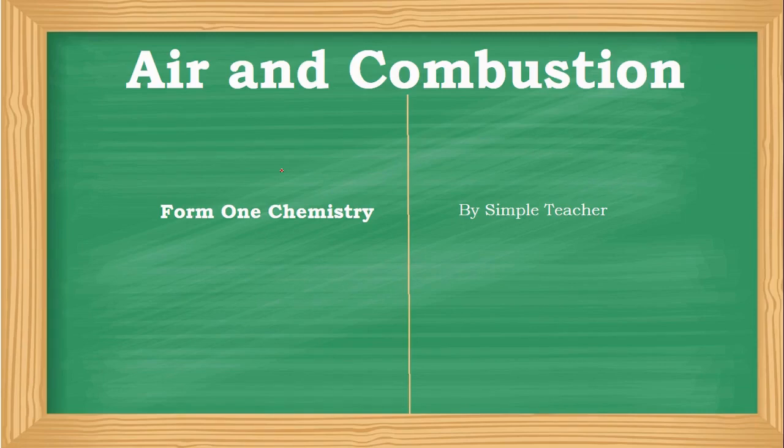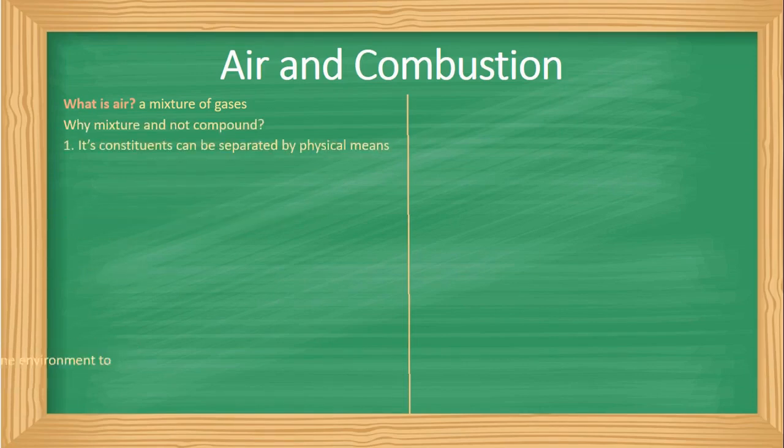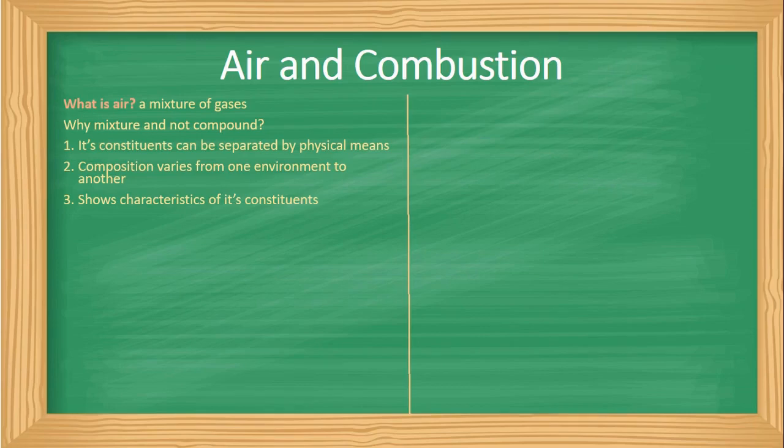My name is Simple Teacher. So we'll start by defining what air is. It is just a mixture of gases, and it is a mixture and not a compound because, one, its constituents can be separated by physical means. You don't need to undertake any chemical process to separate the components of air.